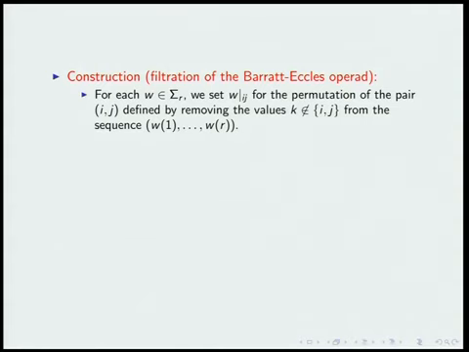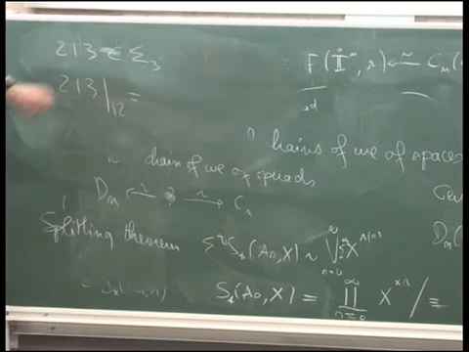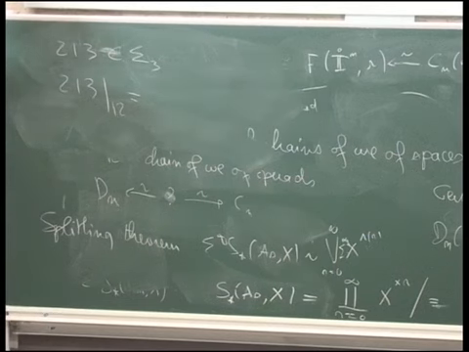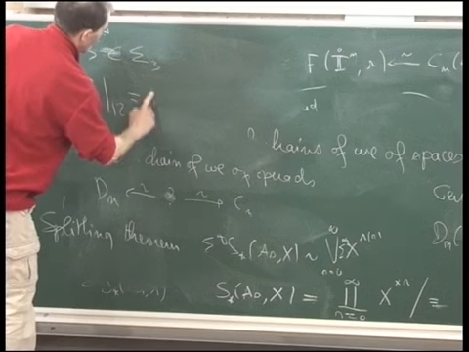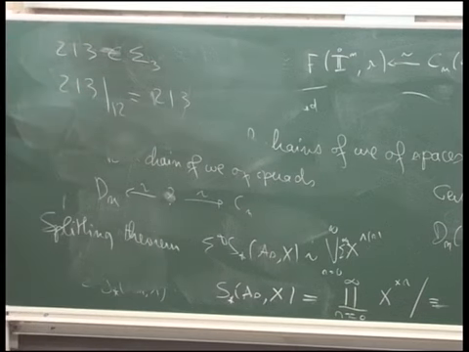So W is supposed to be a permutation for the moment. I denote by W restricted to a subset the permutation of a pair, which is defined by this process. The best is to give an example. For instance, if I take this permutation and restrict to 1, 2, then I get a permutation of 1, 2, which is just obtained by removing 3 from the sequence. So it's just the transposition of 1, 2.